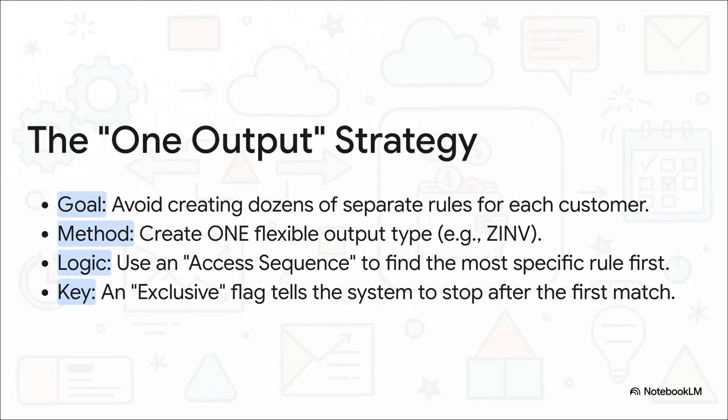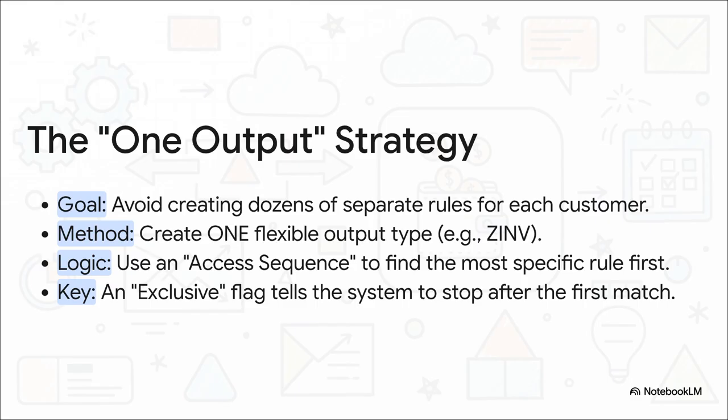And here's the secret sauce. A rookie might create a new, separate rule for every single customer. You can imagine what a tangled mess that becomes, right? But an expert uses what's called the one output type strategy. They build a single, super flexible rule and then use this clever hierarchy, an access sequence, to find the right logic.